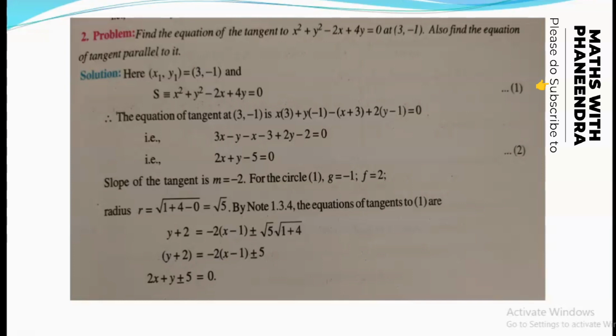First you have to calculate the tangent equation; from the tangent equation, we can calculate the parallel tangent. So first, the given point (x1, y1) is (3, minus 1). The given point is (3, minus 1).